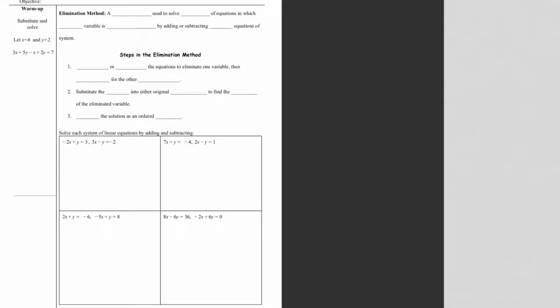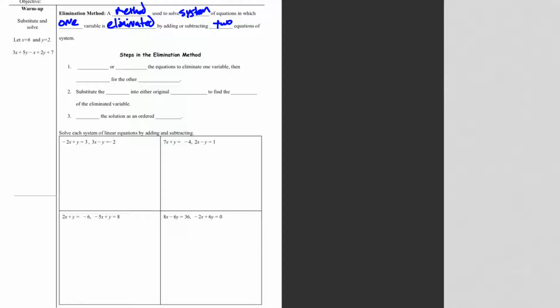The elimination method is a method used to solve systems of equations in which one of the variables is eliminated. That's why it's called the elimination method, by adding or subtracting two equations of the system. And this will make sense in a moment.